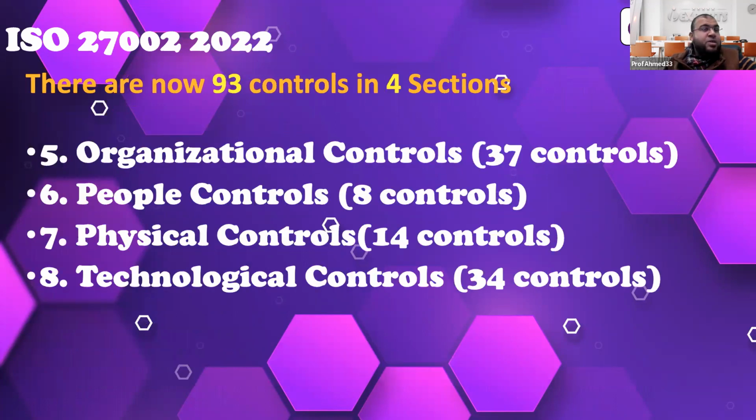Fine. So this is something good for people who like to be compliant. So you now have fewer controls: 93 in just 4 sections, as we call them here, sections, not domains. So at the end, the 4 sections start from the organizational controls, people controls, physical controls, technology controls. I think this is very similar to PPT.